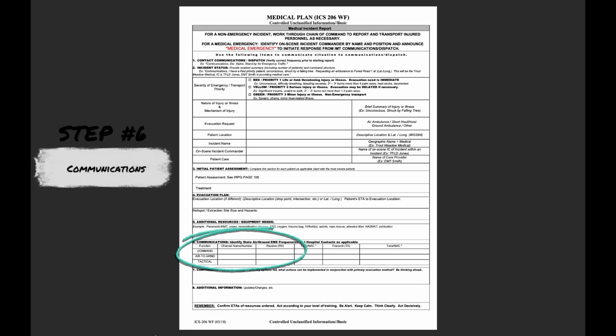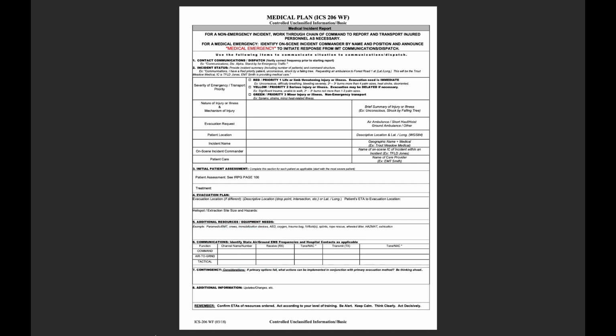6 is communications. We are going to be listing our set of channels that we are operating in within this incident within an incident. So what is the command channel that is best for us to reach out on, i.e. the closest repeater, our air to ground? What channel we're going to use to reach out to the medevac ship if they are coming in and we're being their ground contact. And lastly, our tactical channel, our local channel for our division.